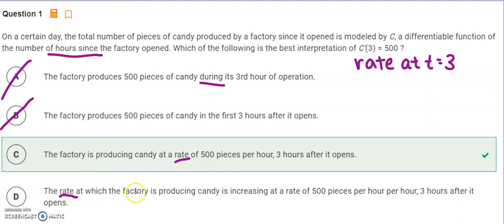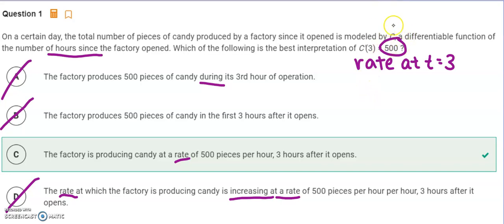D says the rate at which the factory is producing candy is increasing at a rate. Well, this 500 is the rate. It's not talking about how that rate is changing. That would be the second derivative. So we don't want that one. It would be C. The factory is producing candy at a rate of 500 pieces per hour, 3 hours after it opens. Another way to think about it, remember, is your units.